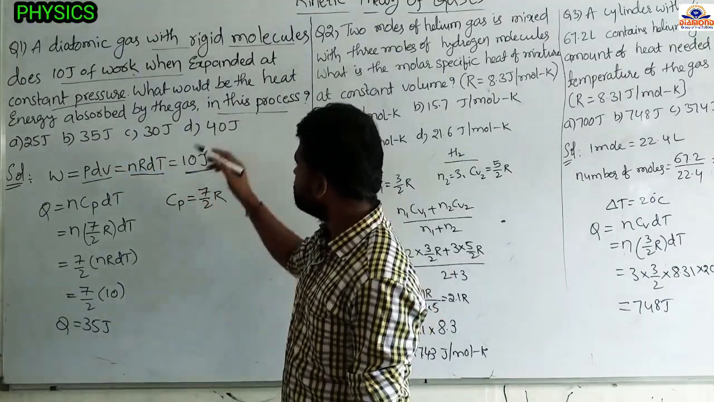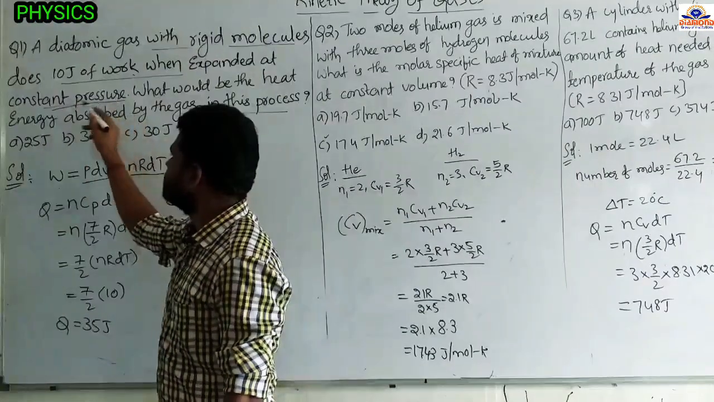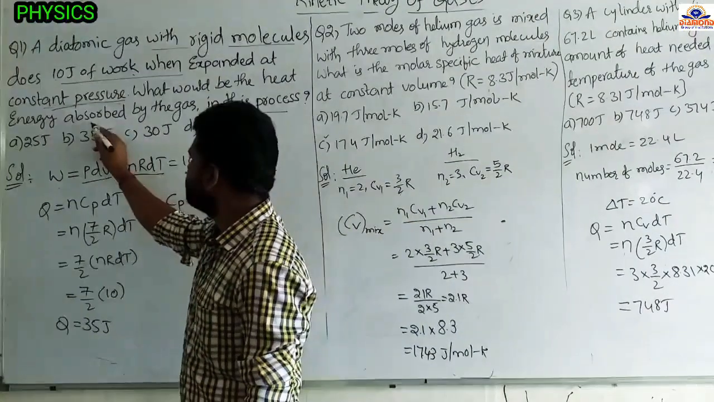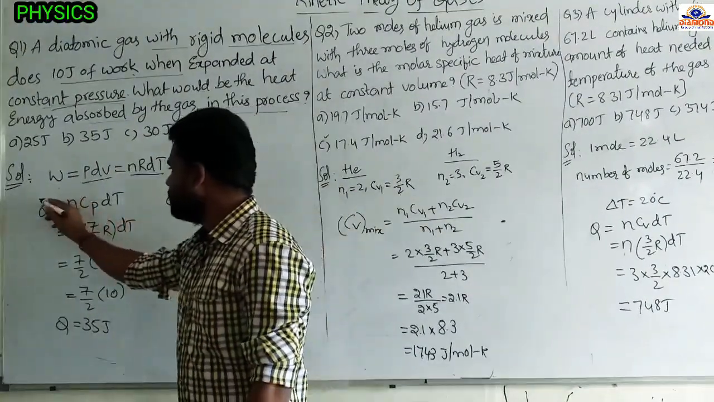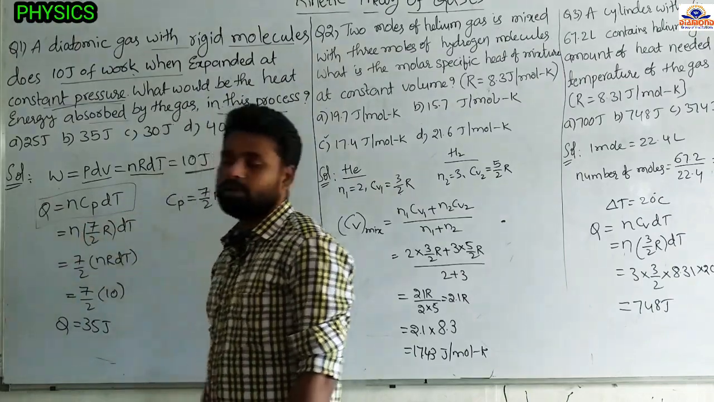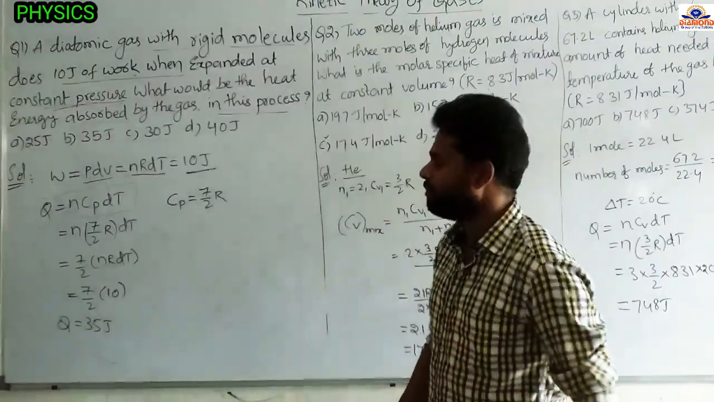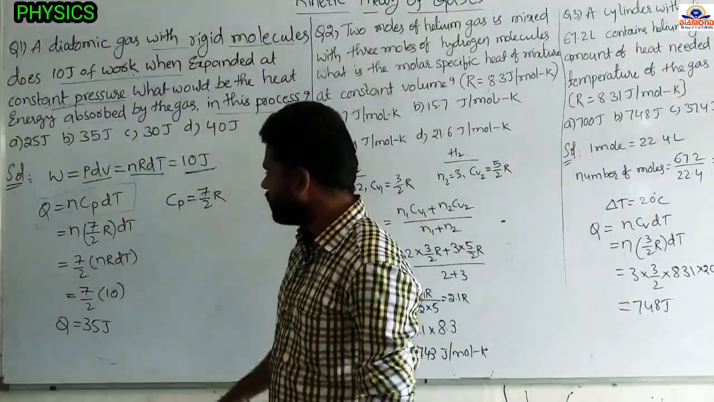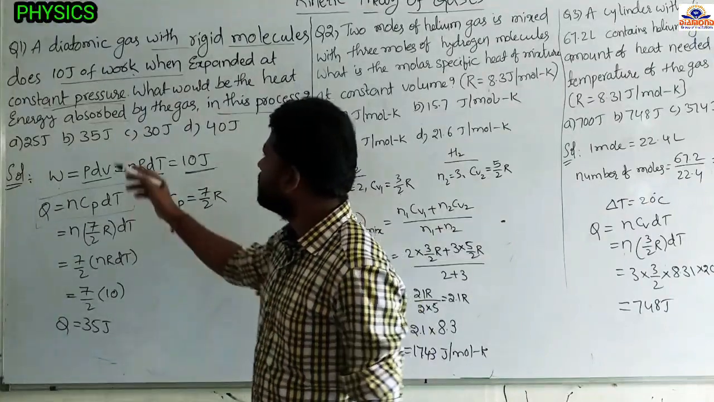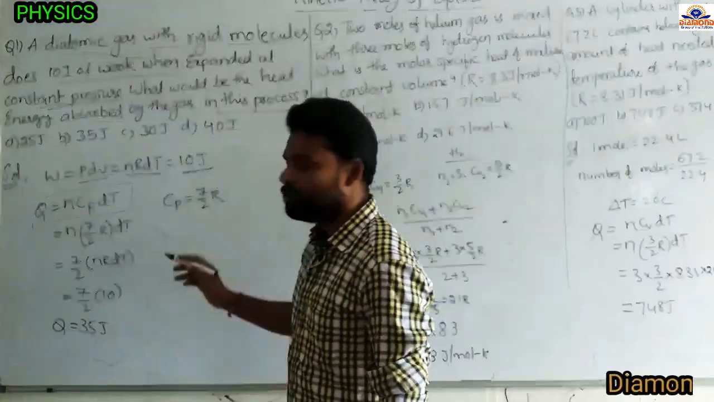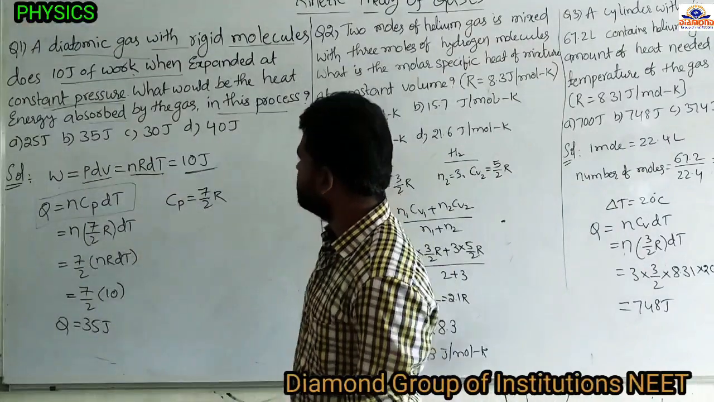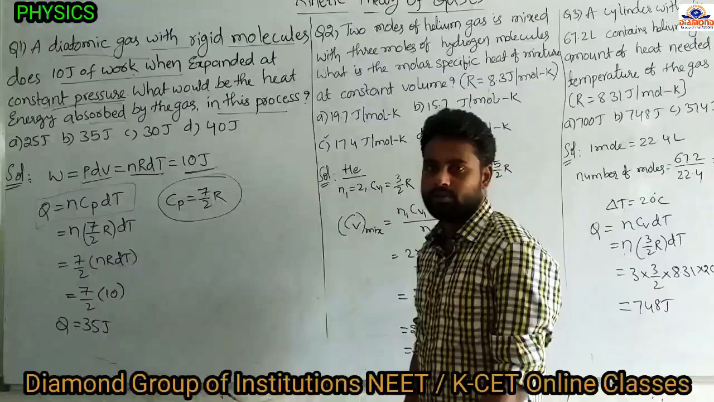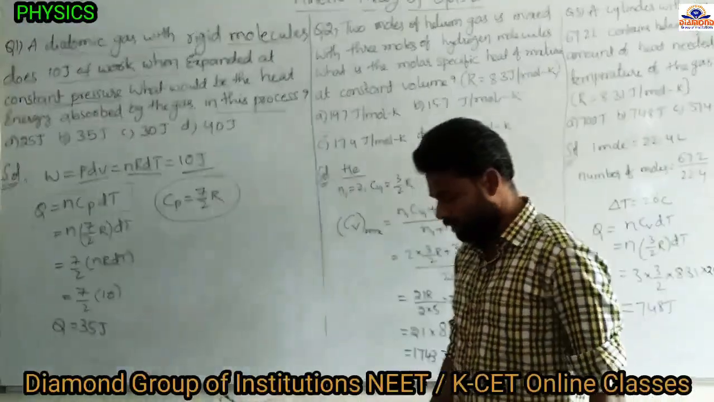The process is at constant pressure, and we have to find how much heat energy is absorbed. At constant pressure, heat energy absorbed by the gas is Q equals n Cp dT. Remember this formula. You have to remember the Cp value for all the gases: for diatomic gas, Cp is 7 by 2 R, monoatomic 5 by 2 R, triatomic 9 by 2 R.